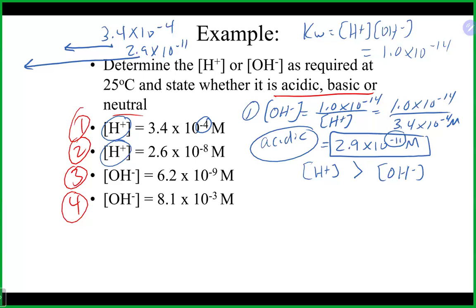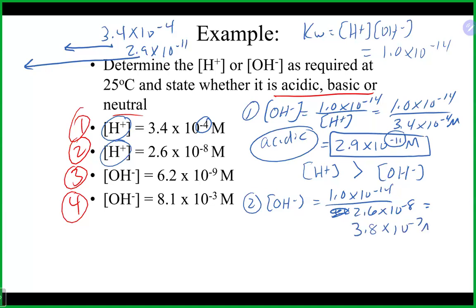Looking at number 2 here, same deal. We have the H plus concentration, so we can calculate the OH minus concentration. We're going to take 1 times 10 to the minus 14 divided by our H plus, 2.6 times 10 to the minus 8. And that's going to get us a number not in scientific notation, too many zeros to count: 3.8 times 10 to the minus 7 molar.